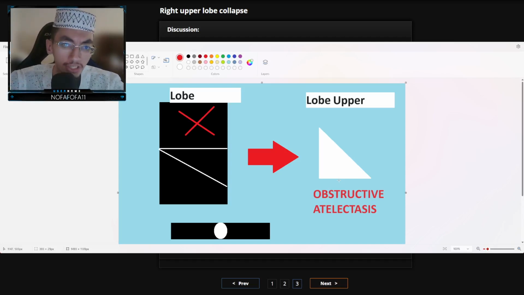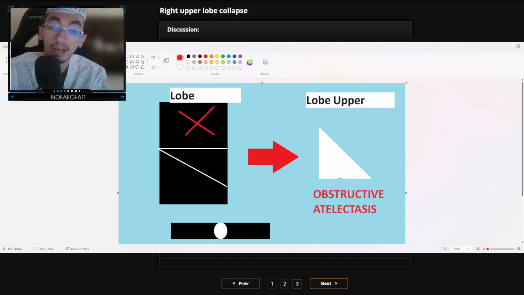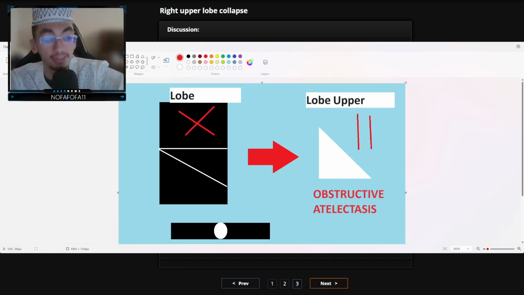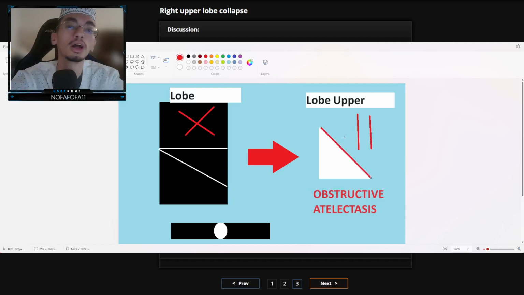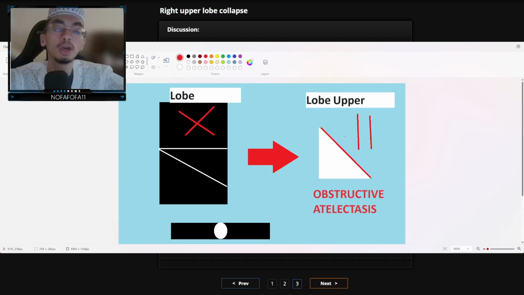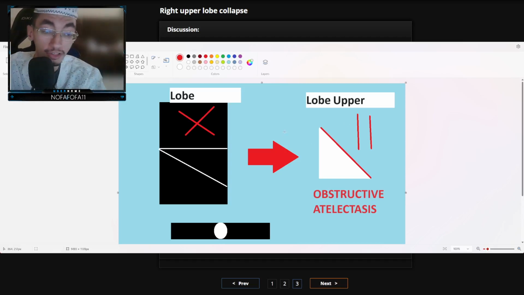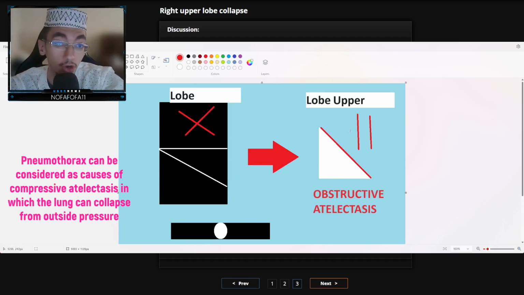And why does it drag all these structures surrounding it? You might ask yourself, why is it dragging all these structures? Because whenever you have a lung collapse like this, the visceral and the parietal pleura are still intact. They're not separated. They're both intact, and they're being collapsed along with it. So here in a case of a right upper lobe, the visceral and the parietal pleura are being collapsed along with it. And if the pleura and the lung both together are collapsed, they will drag all the structures towards it like a black hole. And this is the biggest difference between obstructive atelectasis of a right upper lobe and pneumothorax.